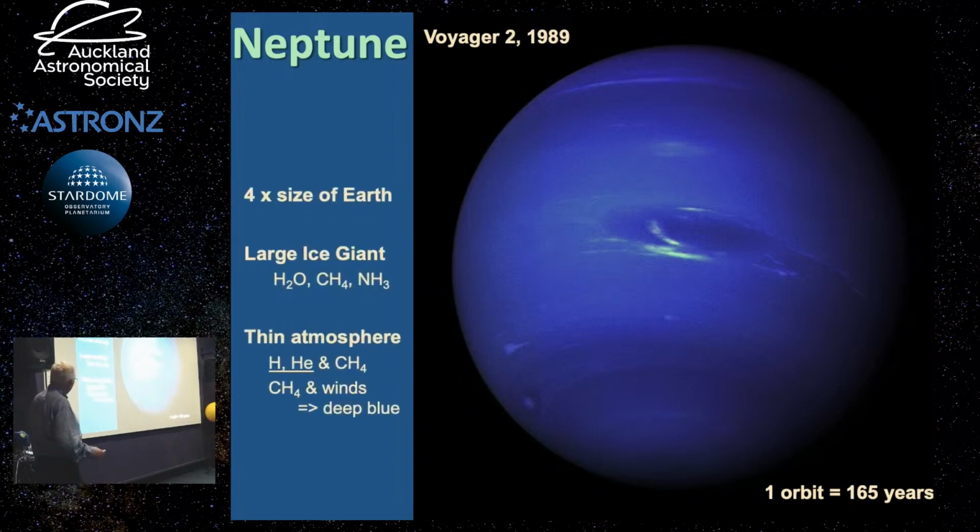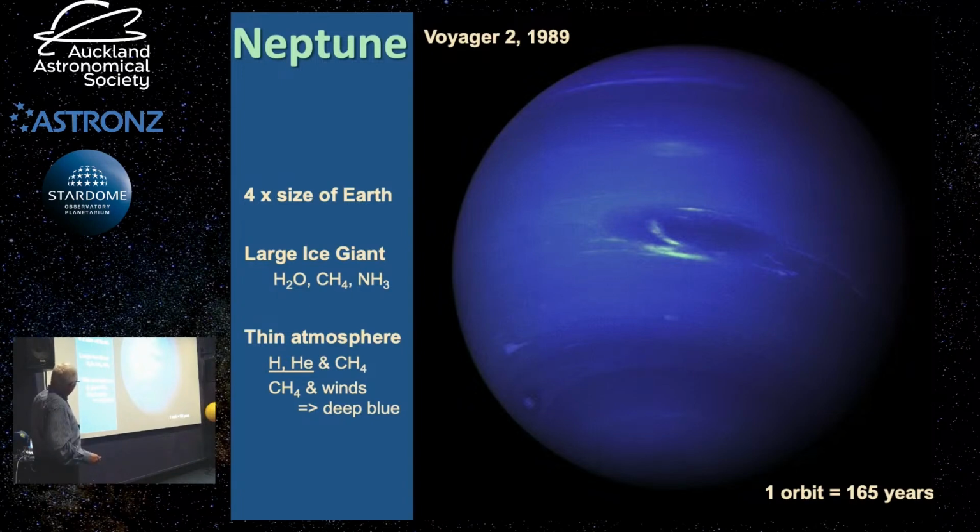It's 4 times the size of Earth, so very similar to Uranus, a very large ice giant. It's got ices of water, methane and ammonia ice. Thin atmosphere again, hydrogen, helium with some methane.